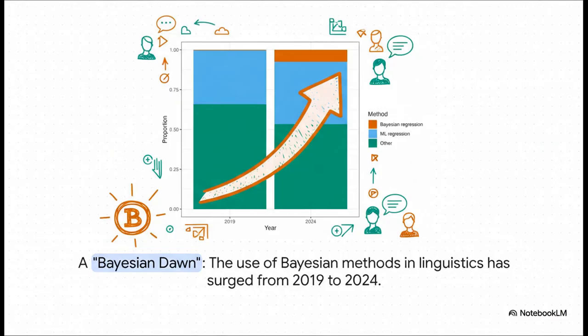So, check this out. This chart shows something pretty remarkable. This isn't some slow and steady trend. We're talking about a huge jump in just 5 years. The orange bar there represents papers using these Bayesian methods. It goes from being just a tiny sliver in 2019 to a really substantial piece of the pie by 2024. This isn't just some new fad, you guys. This signals a fundamental shift in how linguists are even thinking about evidence. It's no wonder they're calling it a Bayesian Dawn.